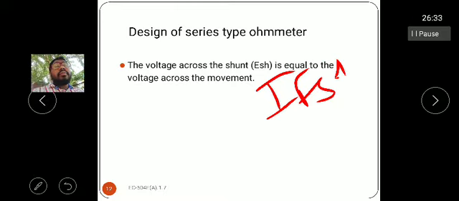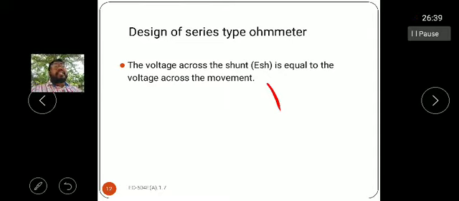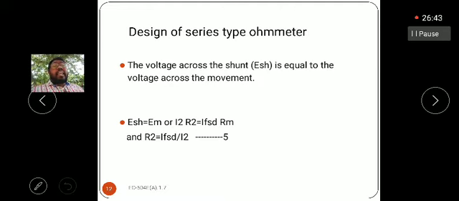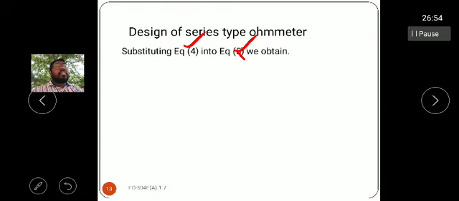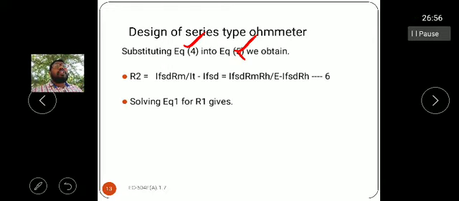And the total voltage, that is the shunt voltage, is equal to the voltage across the movement. That is, E_SH is equal to E_M, or I2 into R2 is equal to I full scale deflection into Rm. Then R2 is equal to I full scale deflection by I2. This is equation 5. Based on these equations, substituting equation 4 into 5, we will get the R2 value.